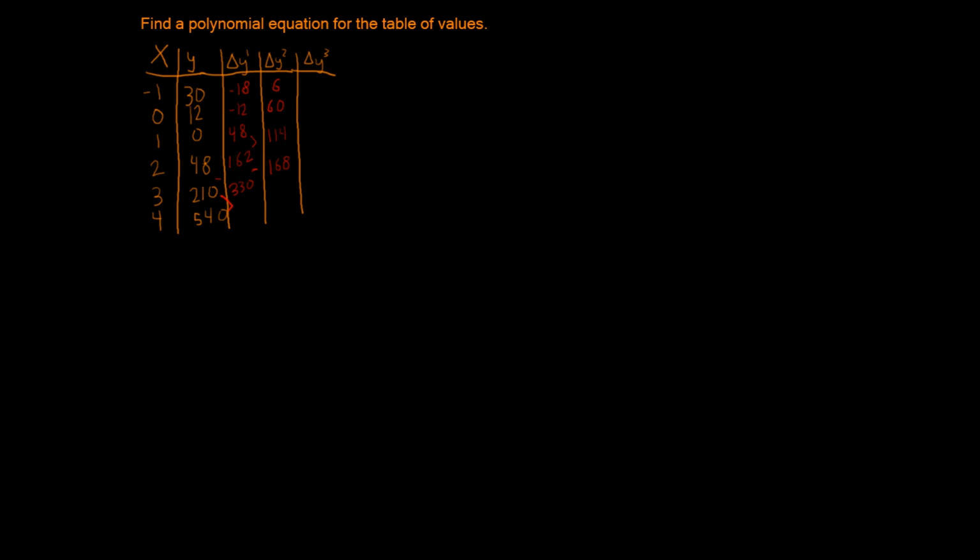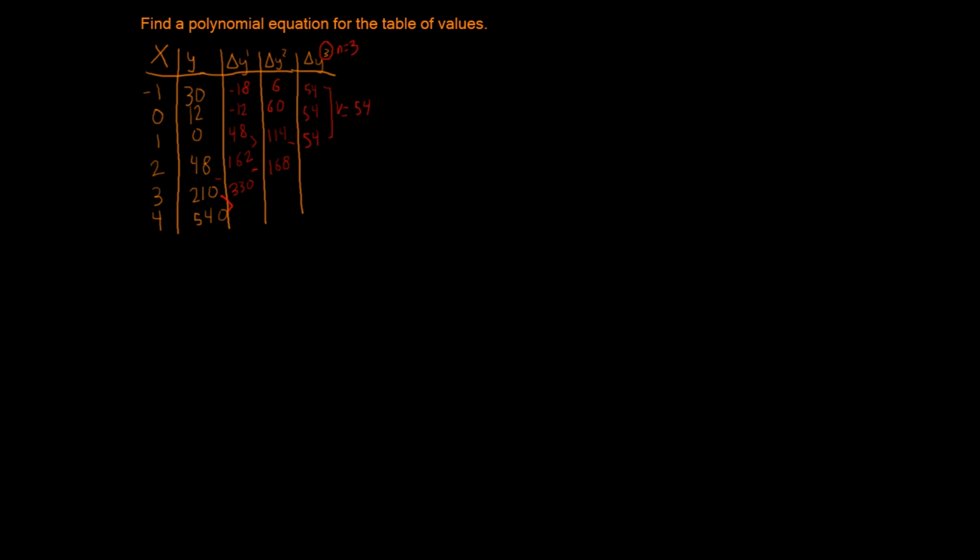So 168 minus 114, it's going to be 54. 114 minus 60 is 54, and 60 minus 6 is also 54. So we can now say that the constant value is 54. But the degree, since it's the third difference, will be equal to 3.